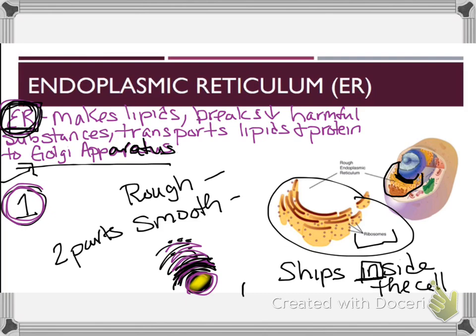Rough and smooth. There are 2 parts to the ER. You can see this part here shows you the rough, like we just looked at. Those little dots are the ribosomes. And then there's smooth connected to it right here. And that's just another part of it.